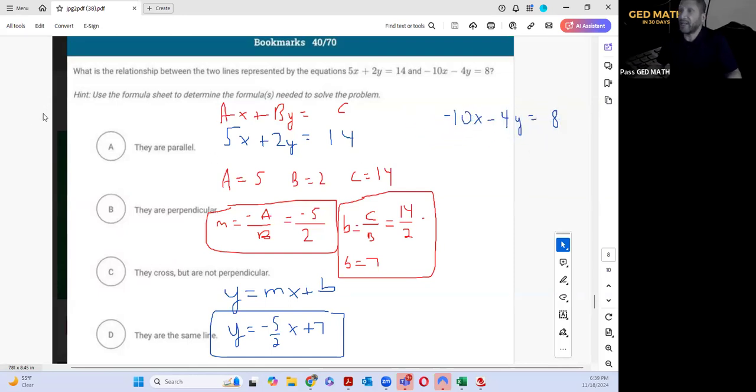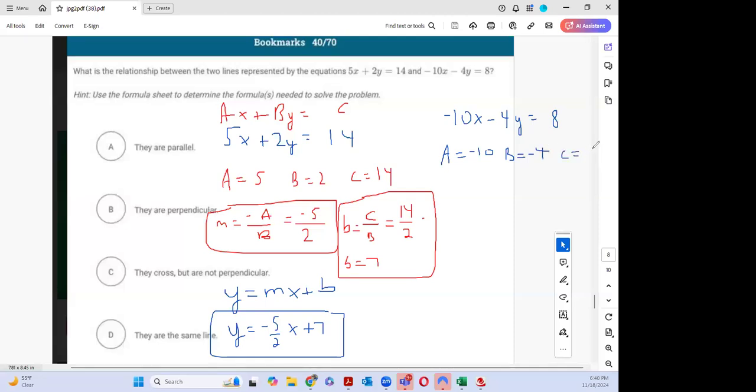So if this is in standard form, my A is what? Negative 10. My B is what? Negative 4. And C is what? 8. To find my slope, it is what? Negative A.